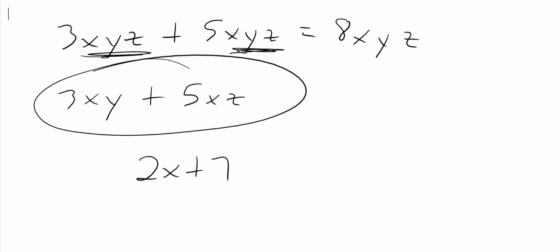You can't combine them together because that is a variable and that's a constant that has no variable. If it was 2x plus 7x, now you can combine them to 9x. Okay? Very, very important.